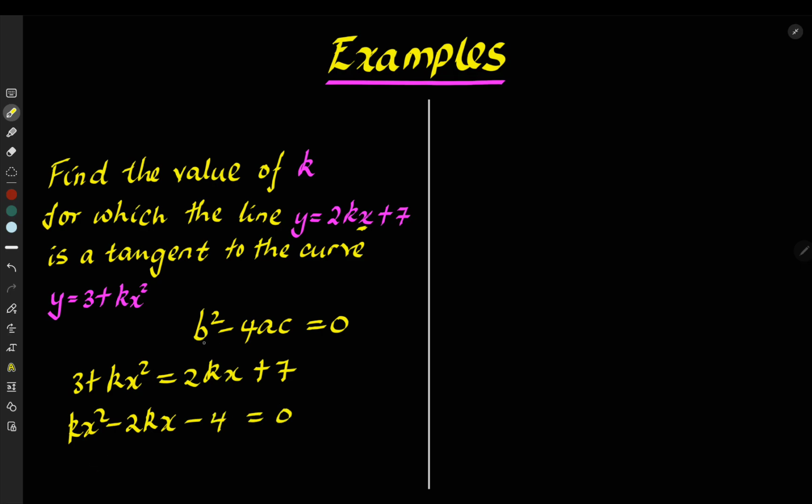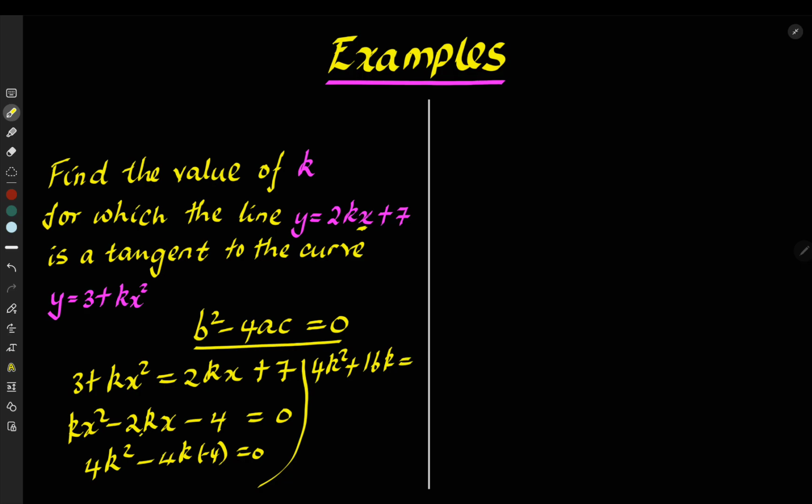Now, we can determine the discriminant and let it equal to 0. So then the discriminant is b squared. So that will be negative 2 squared. That will be 4k squared minus 4 times a, it's a k, times that will be negative 4 is equal to 0. So here that can be simplified further to be 4k squared, then minus negative times a negative, that is 16k is equal to 0.